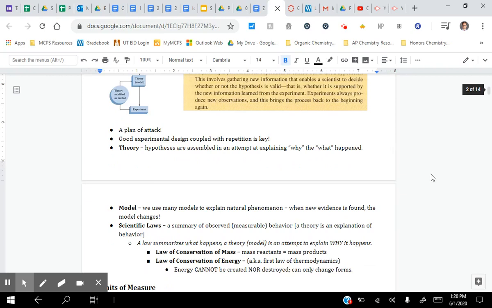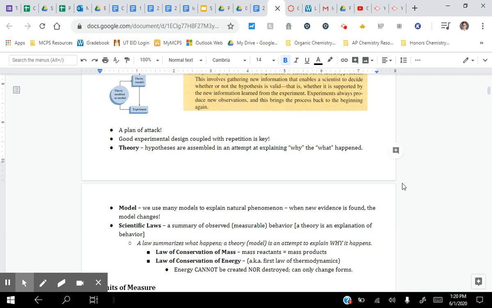It's also a good time to talk about theory versus scientific laws. Theories are hypotheses assembled in an attempt at explaining why the what happened in an experiment, whereas a scientific law is a summary of observed measurable behaviors. Theory is an explanation of the behavior, the law summarizes what happens. So that is very important to know the difference of.